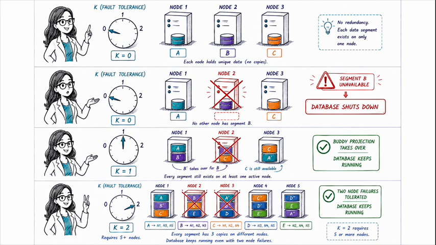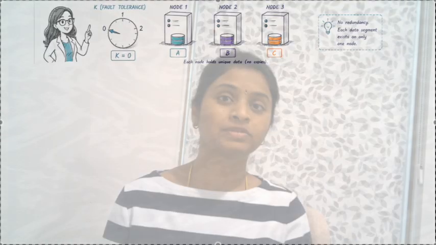So the rule is: for K-safety 2, you need nodes of at least 2k plus 1. More copies means more resilience, and you require more hardware. So that's K-safety 0, which is no redundancy. K-safety 1, survive 1 node loss. K-safety 2, survive 2 with 5 nodes or more. So pick the k based on the database uptime that you need.